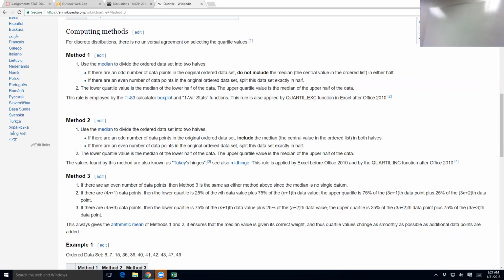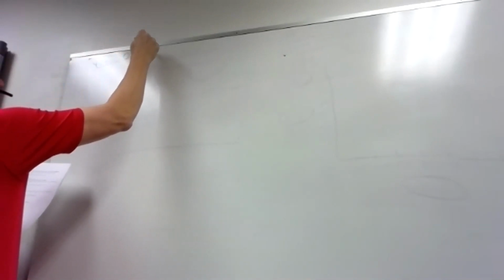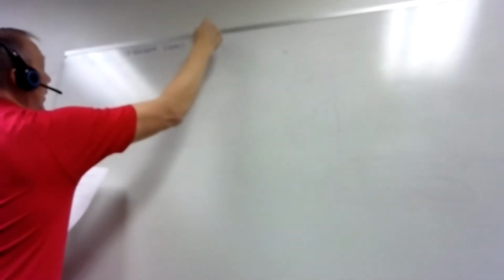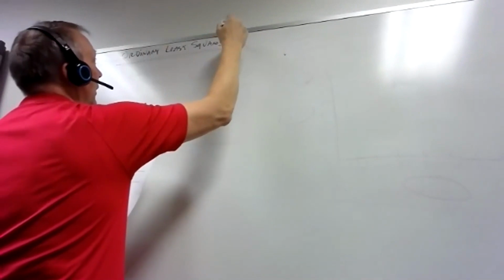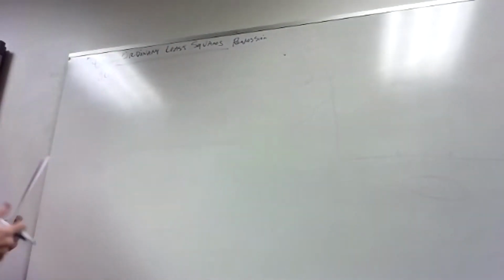4.2, which is Ordinary Least Squares Regression. Okay, often abbreviated as OLS.